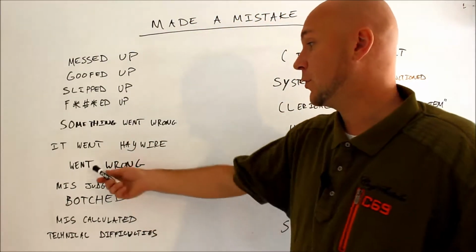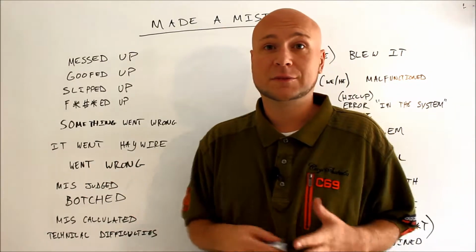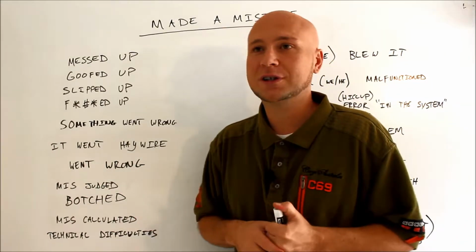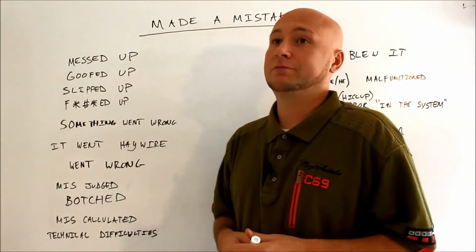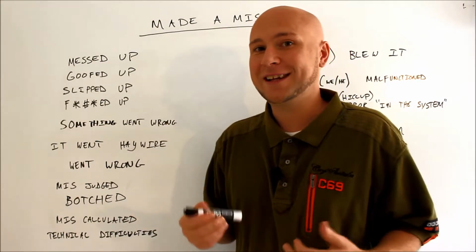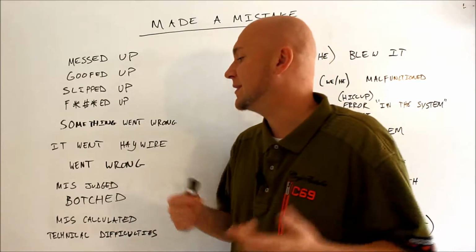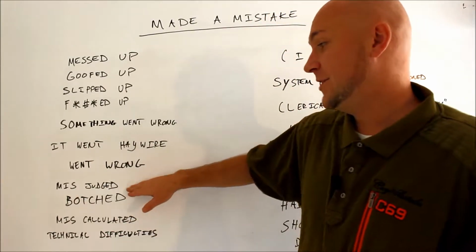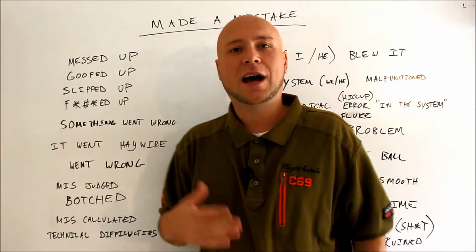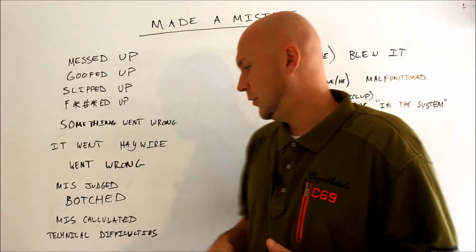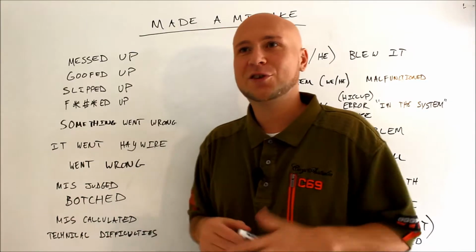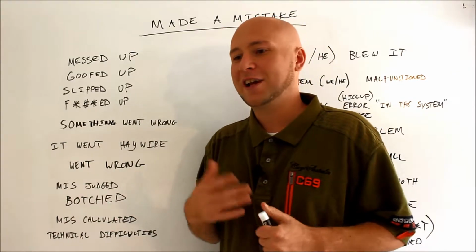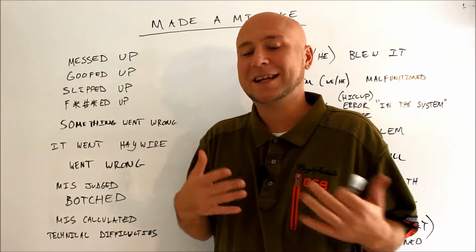You could say something went wrong. Did you finish your English homework? Yeah, I was working on it, but something went wrong. So you messed up. You didn't get it done. You made a mistake. This is a nice way of saying something. I misjudged it. Also could be miscalculated. You might hear this in technical error, like in the technical field.